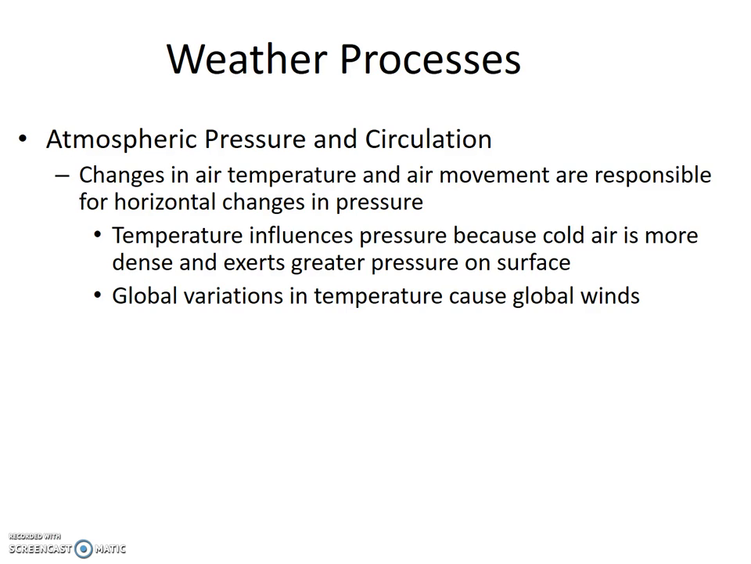Atmospheric pressure and circulation. So there are horizontal changes in pressure too. Changes in air temperature and air movement are responsible for horizontal changes in pressure. Temperature influences pressure because cold air is more dense and exerts greater pressure on the surface, and there are global variations in temperature that cause global winds.